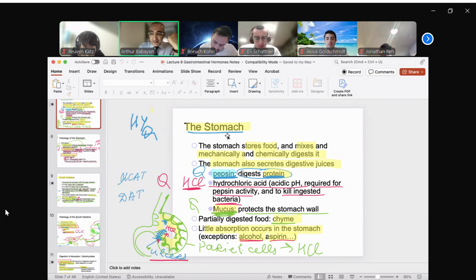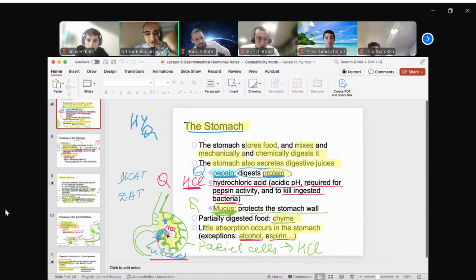If hydrochloric acid starts to be produced too much, it is going to damage the mucosal layers of the stomach, which leads to erosion. If it goes deeper through the mucus layer into the muscular layers, that leads to what, guys? Ulcers. Partially digested food in the stomach is called chyme.